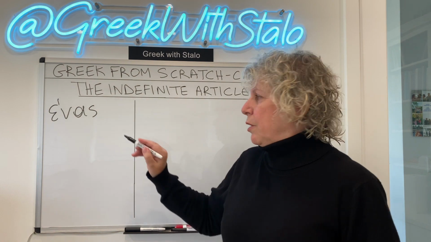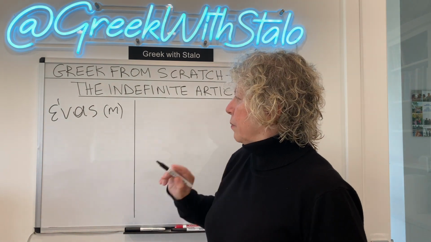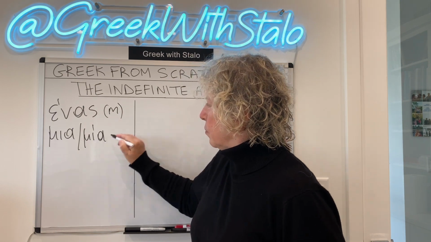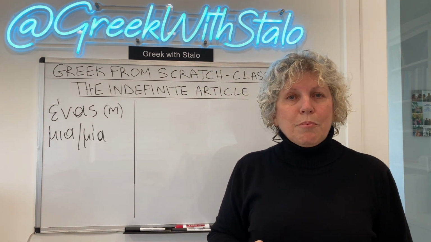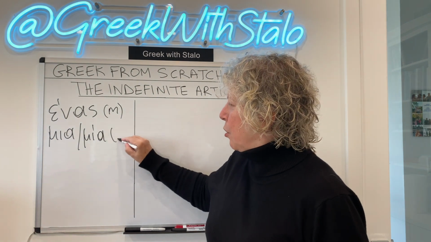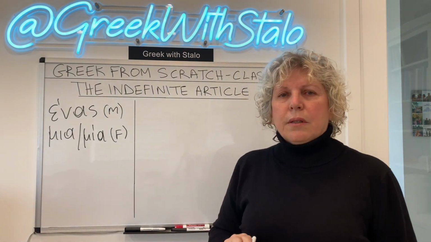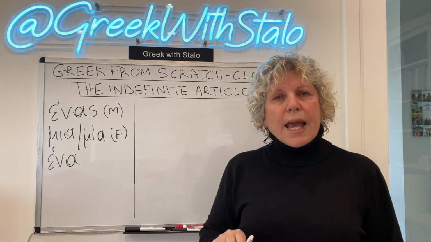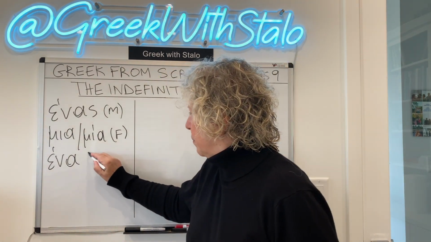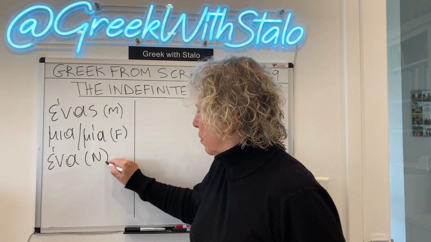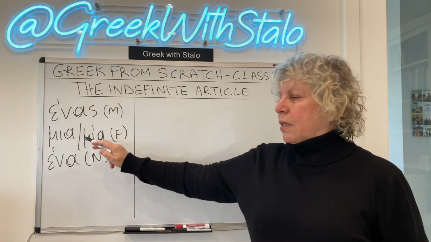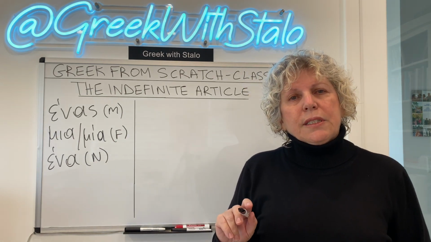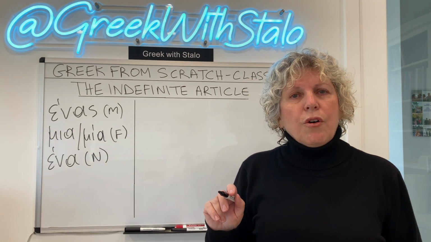Ένας is the masculine form. Μια or μία is the feminine form. And ένα is the neuter form. Ένας, μια or μία, ένα. They are all translated in English as "a" or "an".